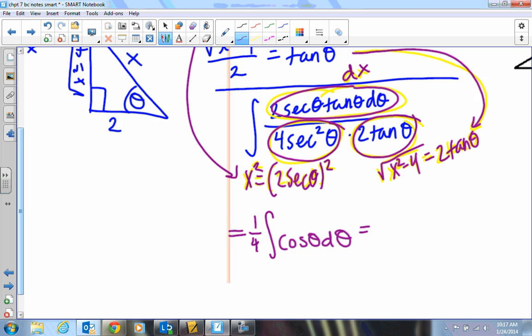All right, just a quick time check. Did everybody get to 1/4 cosine d theta integration? Raise your hand if not. All right, so now take your antiderivative.